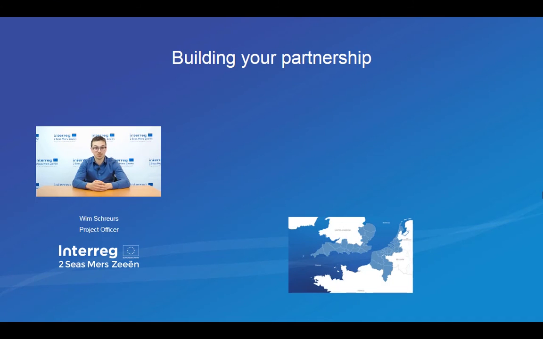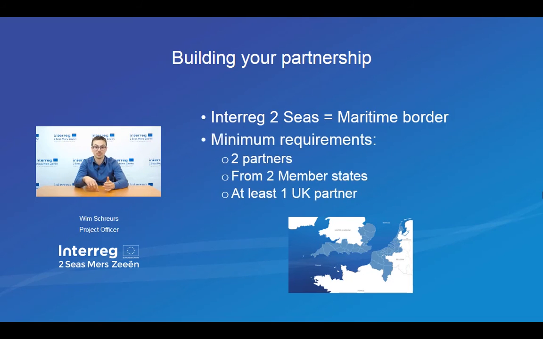Once this is all done, then you can start thinking about your partnership. Who do I need to bring this to a good end? Some things to remember when building your partnership is that we are the Interreg 2Cs program and that we work along the maritime border of the North Sea and the Channel. There are some minimum requirements. You need at least 2 partners, of which one has to come from the United Kingdom.